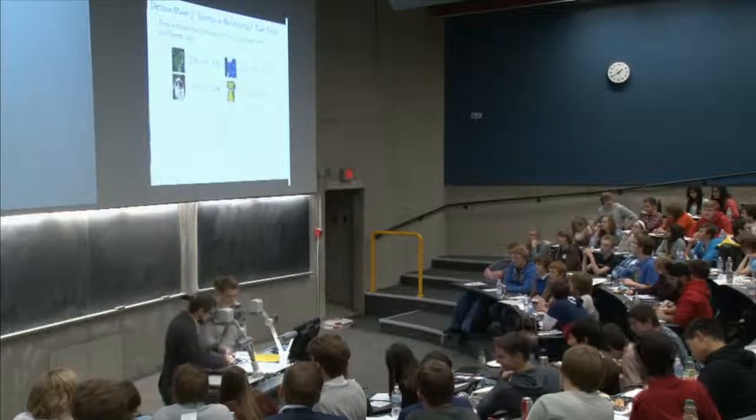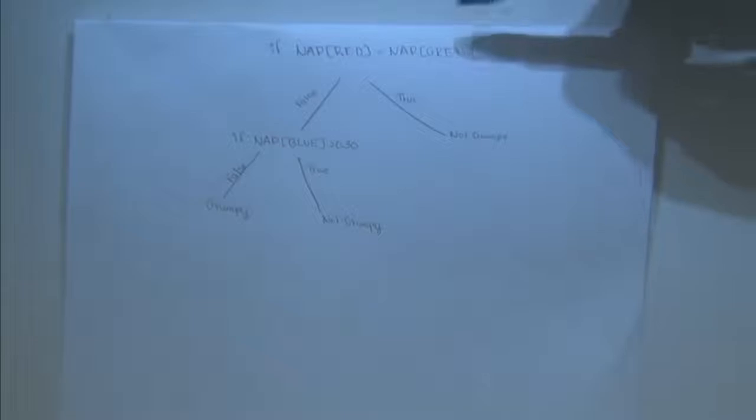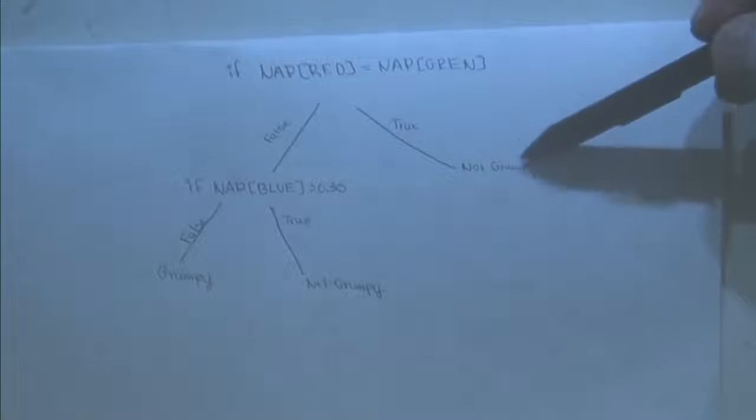Thank you. Okay, let's see what we got. So can you help me, walk me through here? So that's supposed to be nap red is equal to... Okay, yeah, no problem. So the first question is, if nap red is equal to nap green, then if that's true, which cat do we get by that? The yellow cat. The yellow cat, right on. And the yellow cat is not grumpy, and so we're done, because none of the other cats come down this side of the tree.